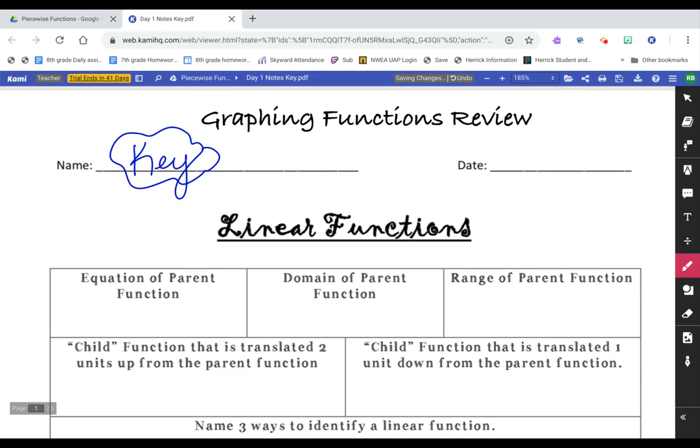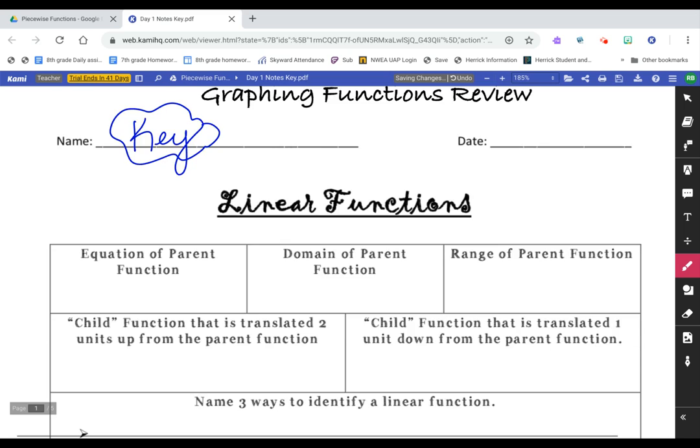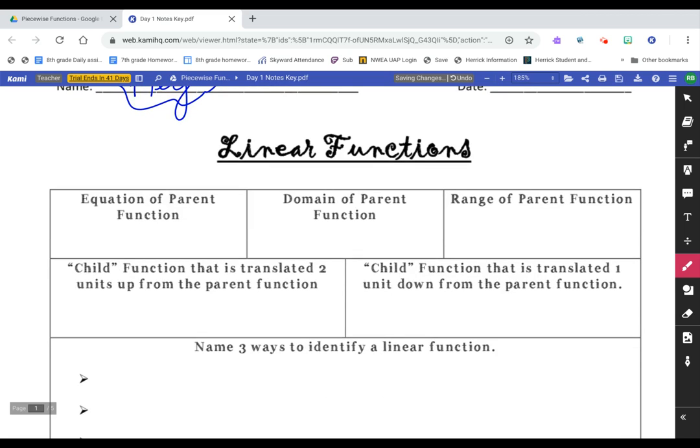Going to talk about graphing functions that you've learned in your past. It's really important to do a review today so that you remember how to graph each of these functions, because we're going into piecewise functions, which uses all of these old skills you should know already. Okay, so linear functions. The parent function of a linear line would be y is equal to x.